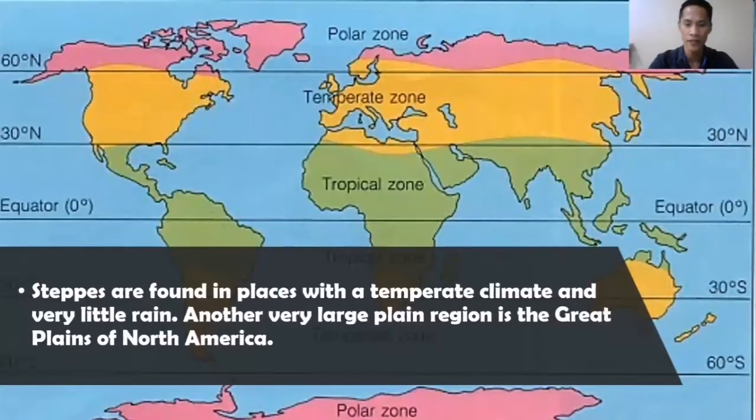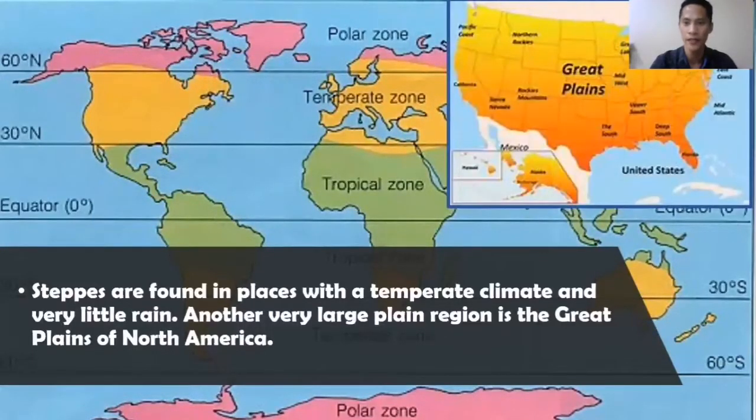Steppes are found in places with a temperate climate and very little rain. If you say temperate climate, it is a climate that's neither too hot nor too cold. This region is actually located from 30 degrees north to 60 degrees north of the equator, and 30 degrees to 60 degrees south of the equator. Another very large plain region, the Great Plain of North America, is located in this part.